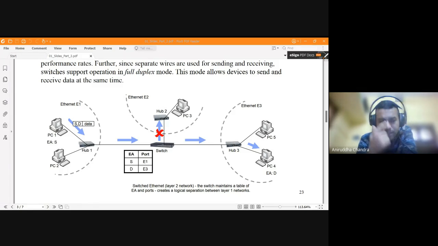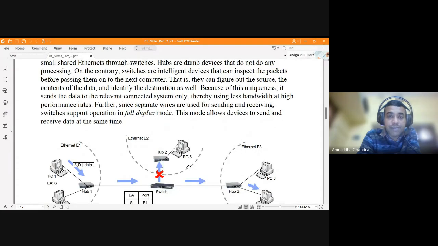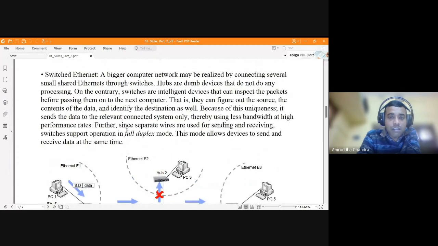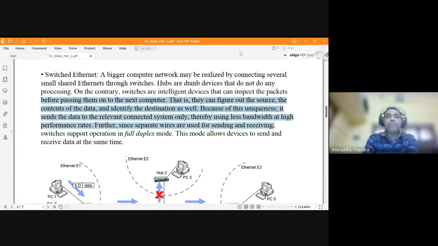That's the only thing. So if we read the text, I'm just highlighting this part. This highlighted part says whatever I have just described. It says that they can figure out the source, the contents of the data, and identify the destination as well. And because of the uniqueness, data goes to the relevant connection system only. So whatever I have just described with the analogy of the postman, it goes like this.